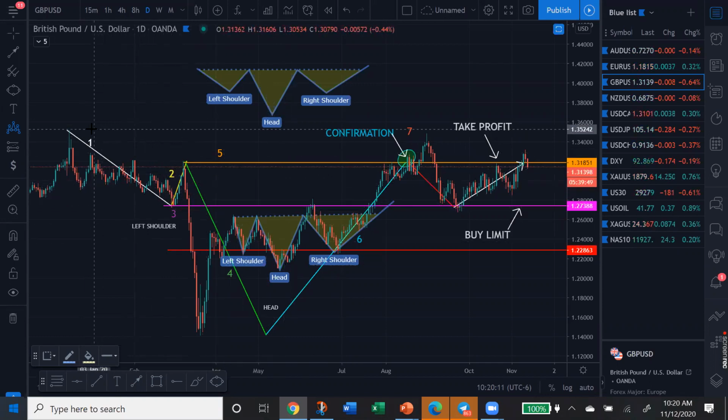So this was the head and shoulder move. Left shoulder, pull back. This is the head, 100% confirmation. This is the right shoulder, buy the market. Okay, buy the market.